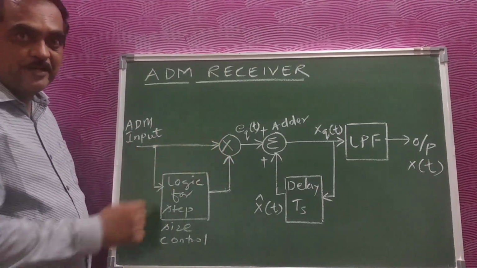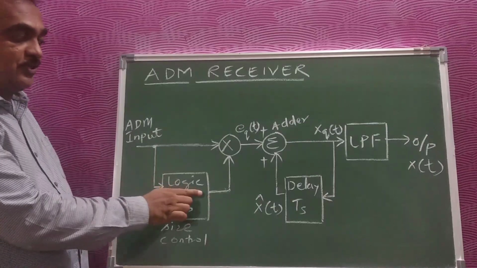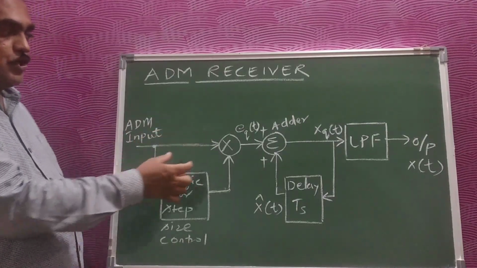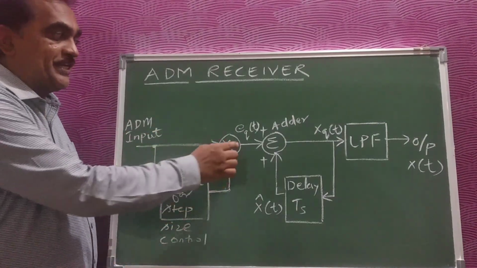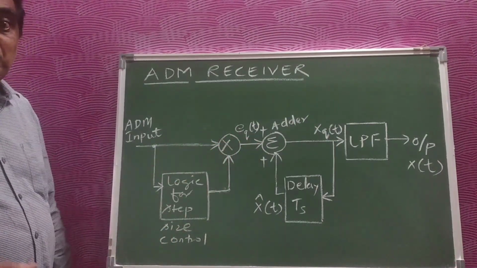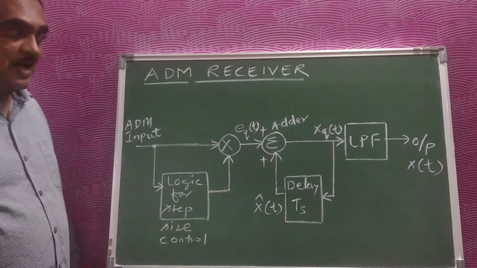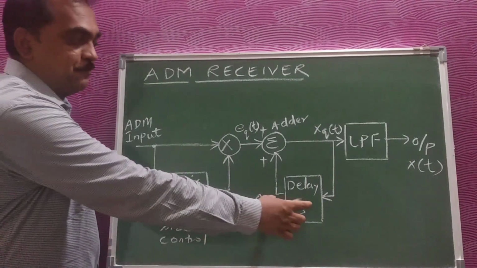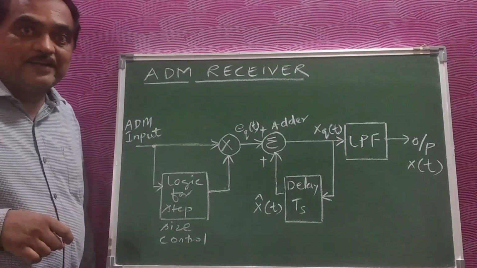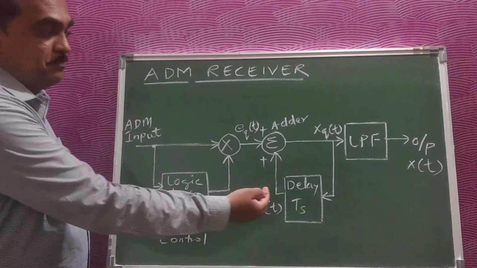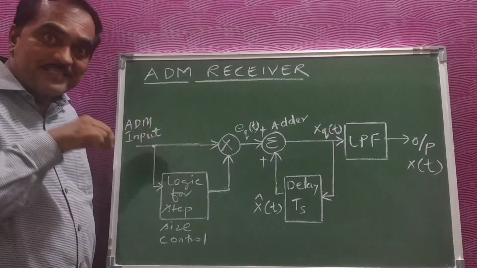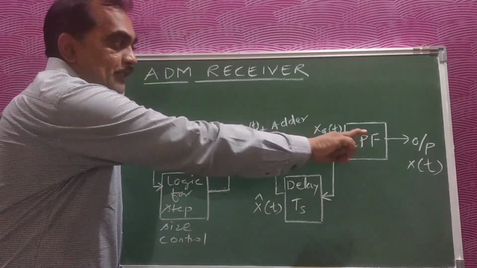Now here is a multiplier which will multiply both the logic network output and the coded signal which has come from the transmitter. If you multiply both, you will get the quantized error signal, which has to be added with a predicted value from the prediction filter, that is x cap t. Now this prediction filter will give you your predicted value. If that value is added with the error, then you will get the present value of the sample. That is, predicted value plus error gives the present value of the sample, and all those present samples will be passed through the low pass filter.